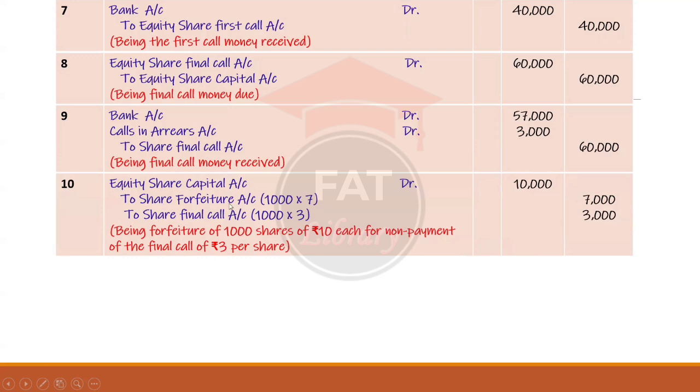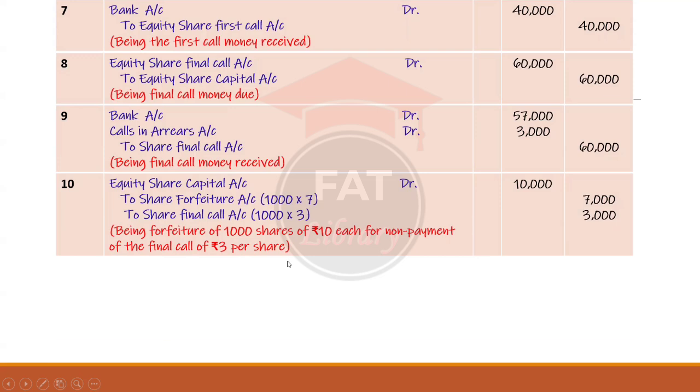Two, share forfeiture account. So, as I said, 7 rupees they have already received. So 7,000 they will be considering as share forfeiture account, and to share final call account, which they have not received. Right, that is there still in the final call. It is in the share final call account as calls in arrears. That is what we are writing here. Okay, so being forfeiture of 1000 shares of 10 rupees each for non-payment of the final call of 3 rupees per share.